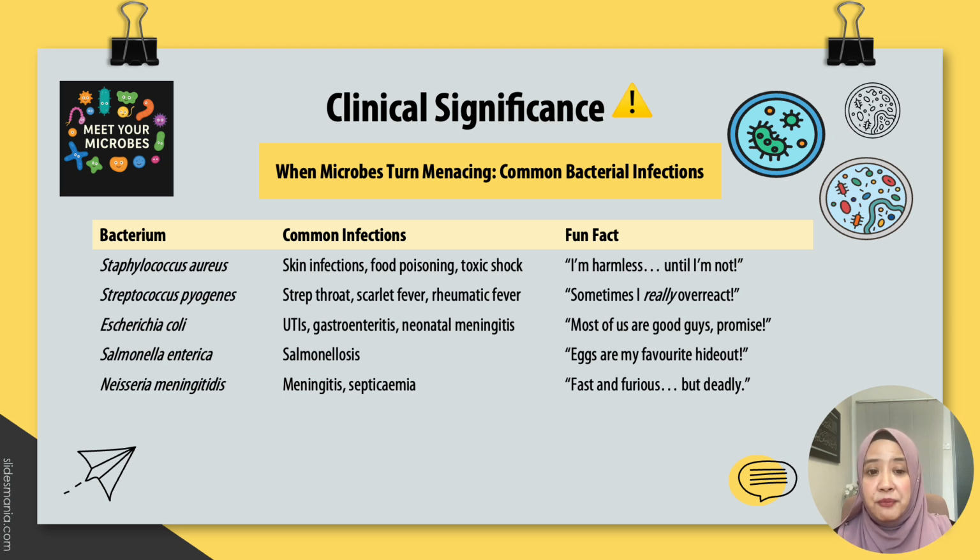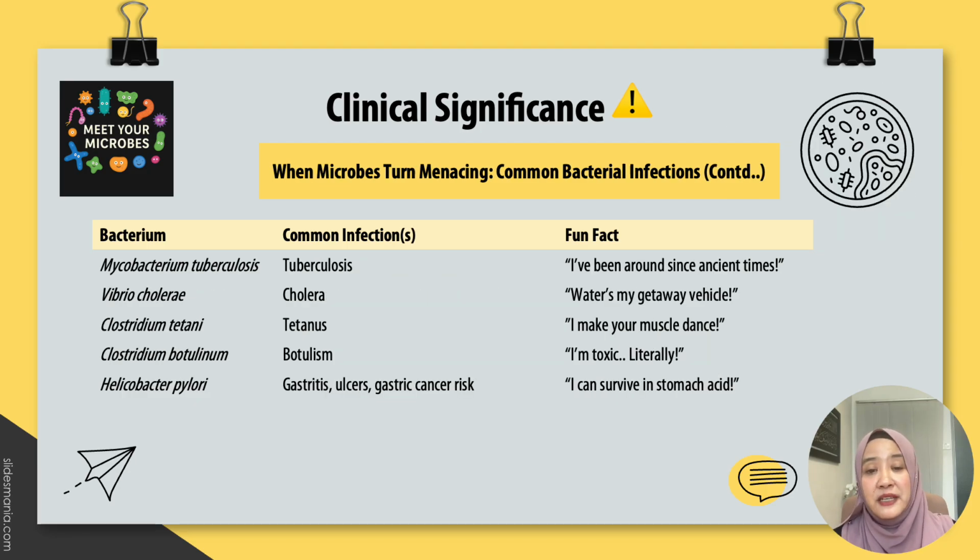Streptococcus pyogenes causes strep throat, scarlet fever, rheumatic fever. E. coli is a champion, associated with a lot of things including UTI, gastrointestinal tract infections, neonatal meningitis. Salmonella is associated with typhoid fever, paratyphoid fever, salmonellosis. Neisseria meningitidis, as the name implies, is associated with meningitis, septicemia. And then we have Mycobacterium tuberculosis, which is the causative organism for tuberculosis. Usually it's abbreviated as TB, which is a respiratory tract infection that has been around since ancient times.